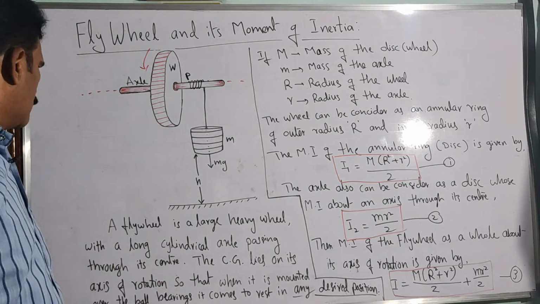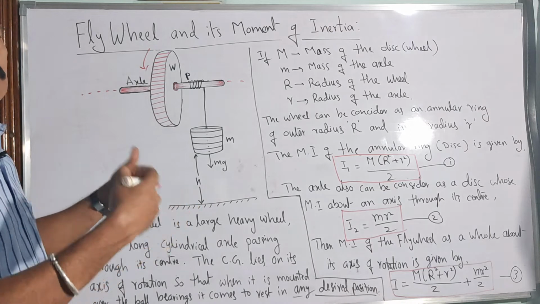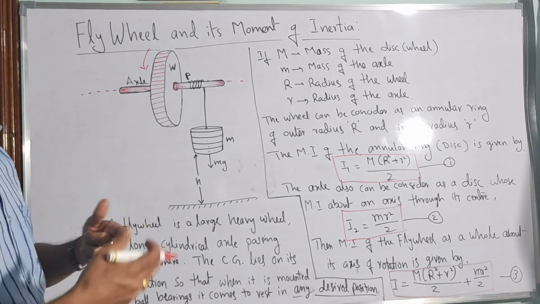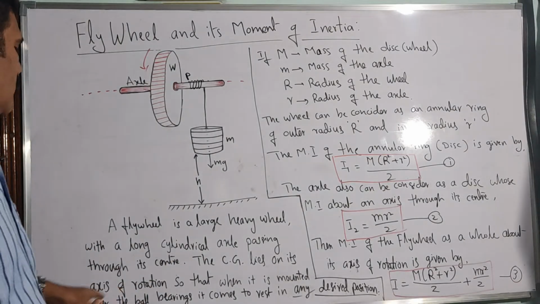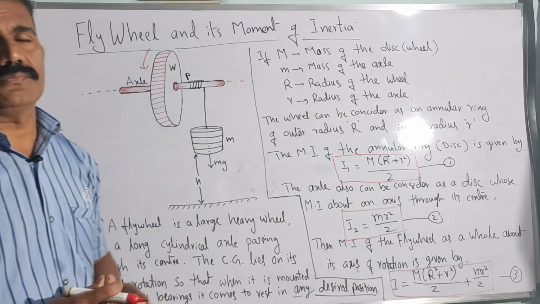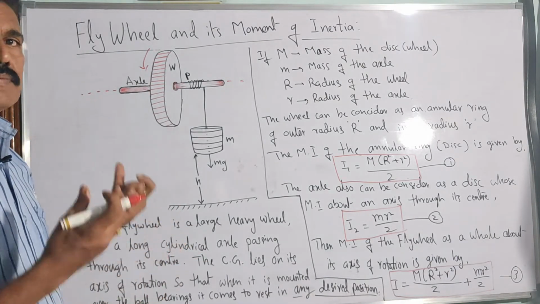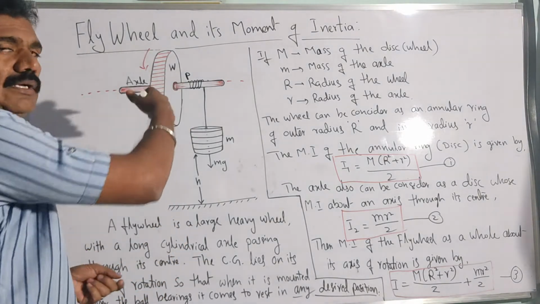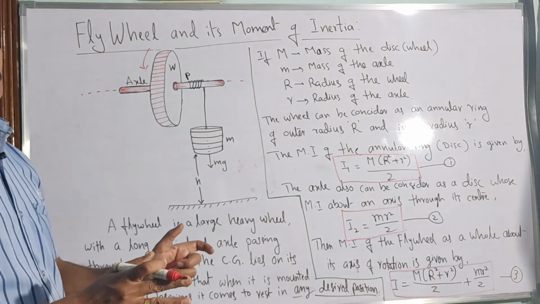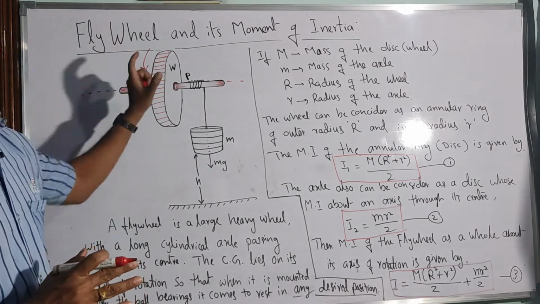We have to mount the entire instrument on ball bearings so that the friction will be less. It has to rotate with less friction, and only then can it come to rest at any desired position. The ball bearing support should be there with less friction. Then it is made to rotate, and it can come to rest at any desired position. Such a simple device is called a flywheel.